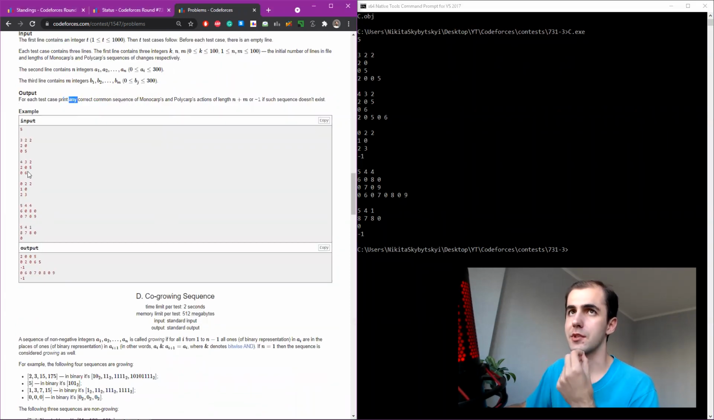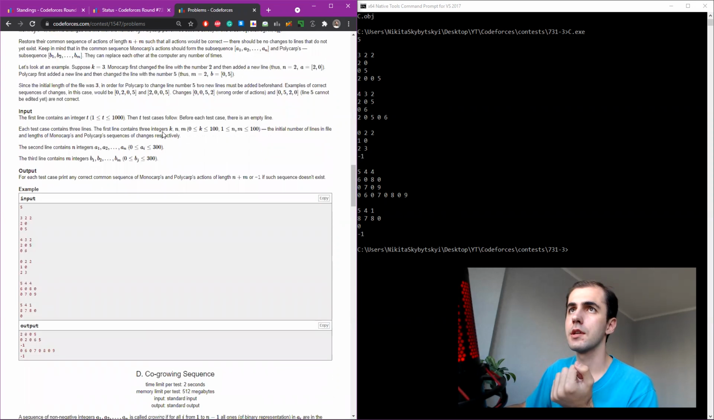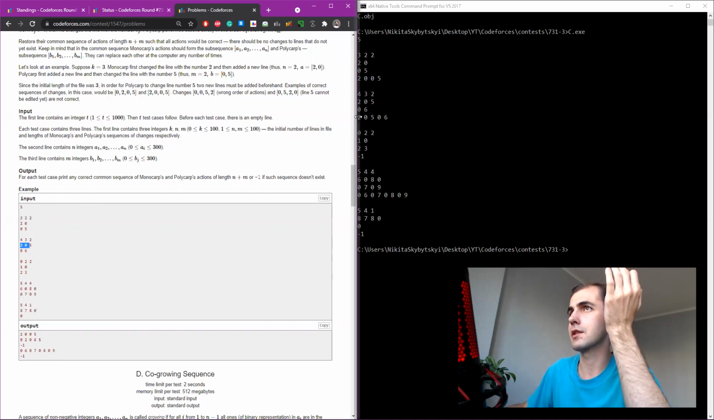Print any correct common sequence. Okay, so here, what's the input order again? Initially there are 4 lines. Monocarp makes 3 changes, Polycarp makes 2 changes. Changes are 205 and 06. So 20506 is valid. Here we have 4, then we add the 5th line, then the 6th line. Here -1, here the answer is 06, 07, 08, 09. Here the answer is -1.